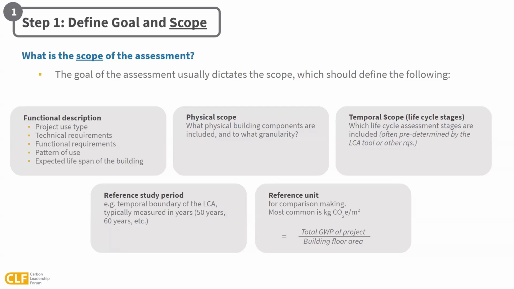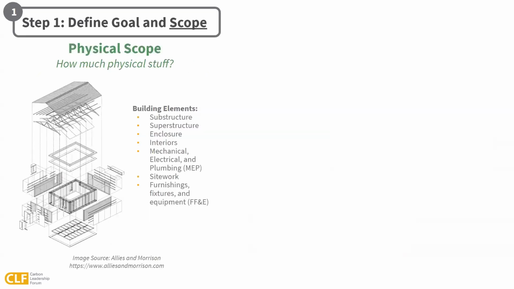Similarly, there's temporal scope, which of the life cycle stages are being assessed, and other important modeling decisions like reference study period, which indicates how many years the building is being assessed over, the reference unit, which is how the environmental impacts might get normalized to be compared to other projects. And for this, one of the most common being kilograms of CO2 per meter squared, so the total carbon impacts per unit floor area. And because the physical and temporal scope are really important, I'm going to break them down a little bit further, starting with the physical scope.